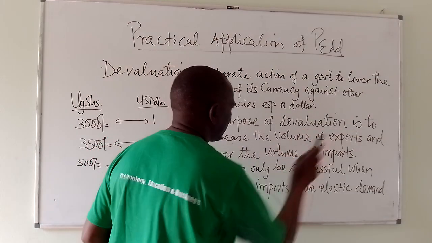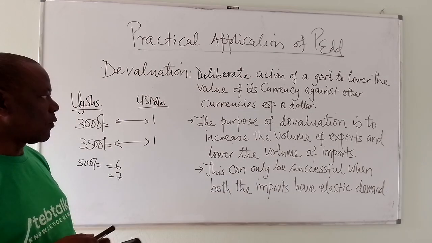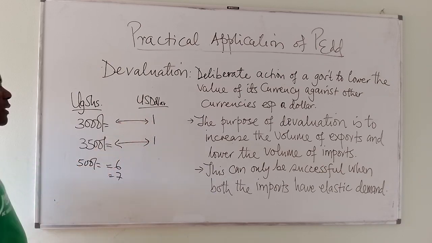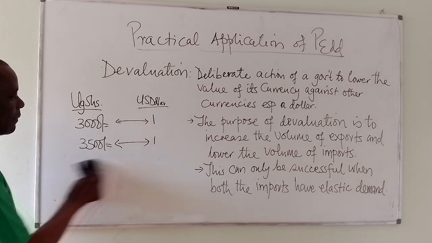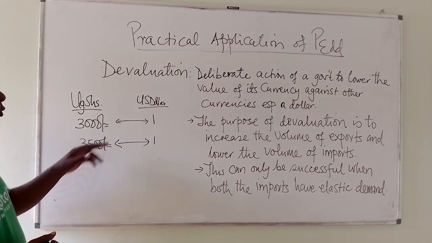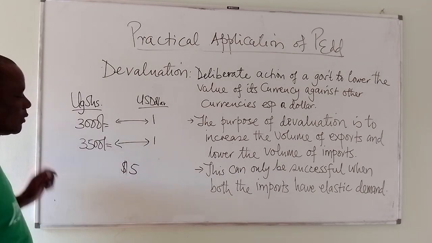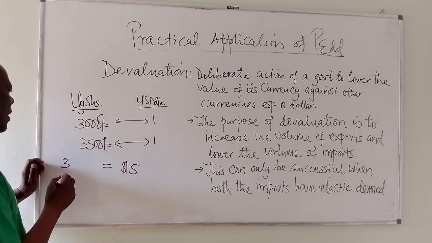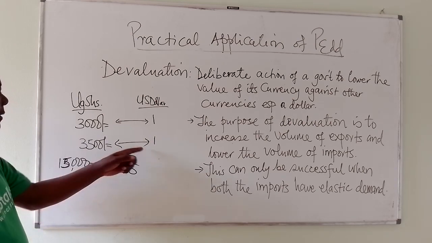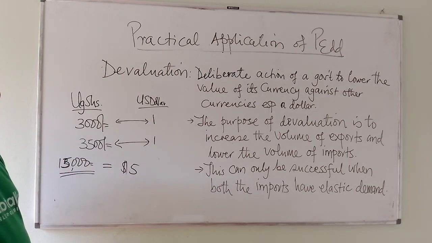So the purpose of devaluation is to increase the volume of exports and lower the volume of imports. Why? You needed 3,000 to buy something worth $1. Now, assuming you are buying shirts from China or from USA, let's use the country USA, which owns the dollar. So we said you used to buy a shirt at $5. That's what you used to spend. And in Ugandan shillings, that means 5 times 3,000, that is 15,000. You are spending 15,000 to buy that shirt. Now that the dollar is expensive, it has gone to 3,500. This amount cannot buy the shirt anymore.